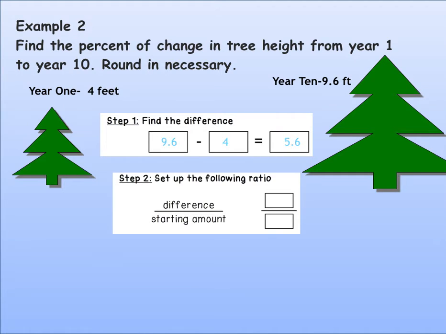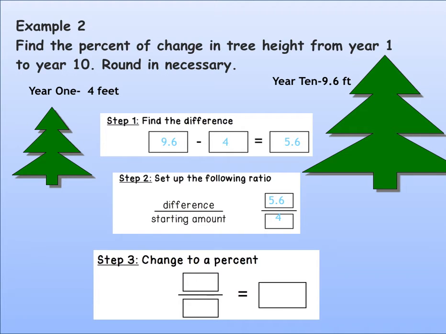Now let's set up a ratio. The difference is 5.6. The original height was 4 feet. So let's change this to a percent. 5.6 divided by 4 is 1.4. As a percent, 140%. The tree grew 140%. That's the percent change.